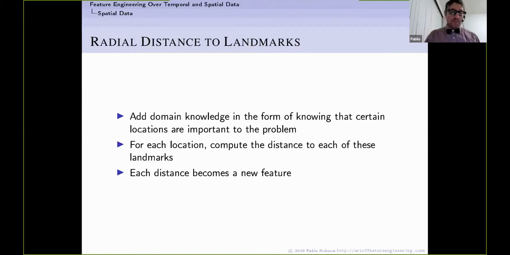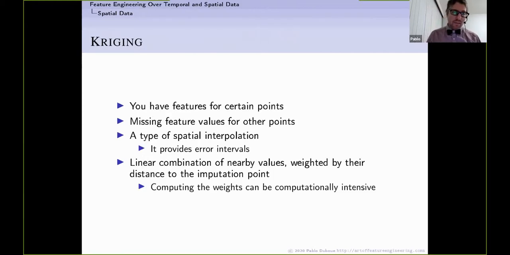Moreover, that distance, you can take even a radial distance. It doesn't really matter whether you're further north or further south. And so then each distance to each landmark becomes a new feature. You go from having 2 features, the GPS location, to, if you have 10 landmarks, 10 features, 1 per landmark. And it's just the distance to it.